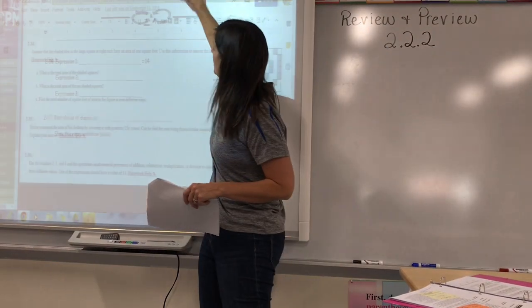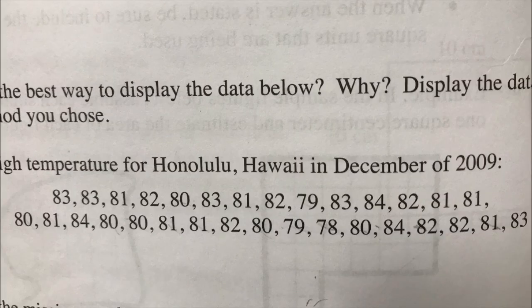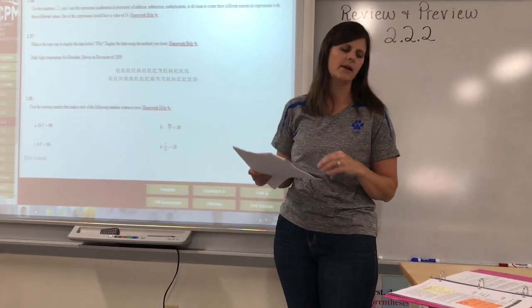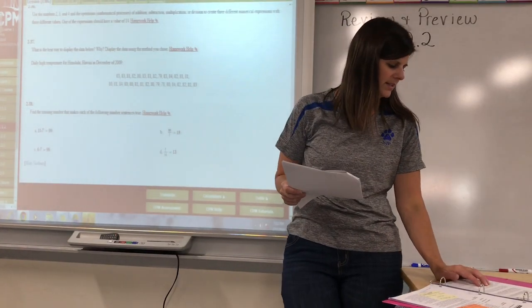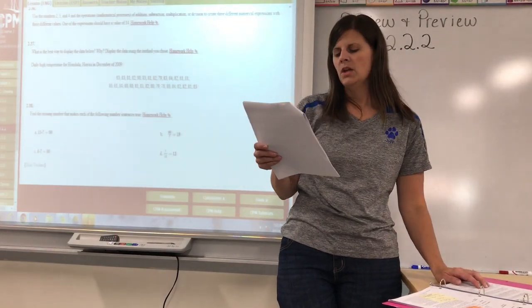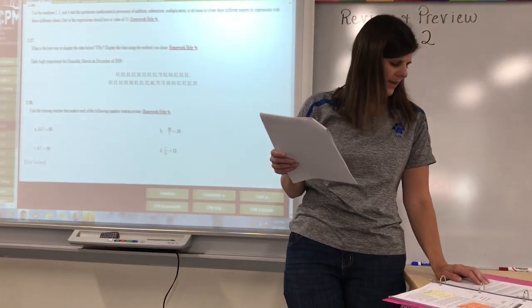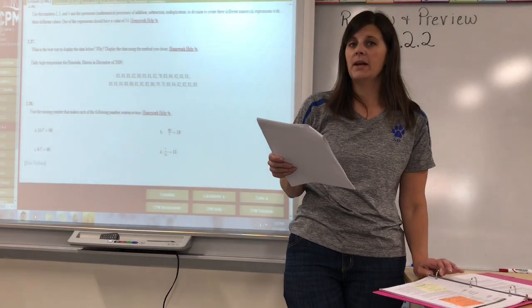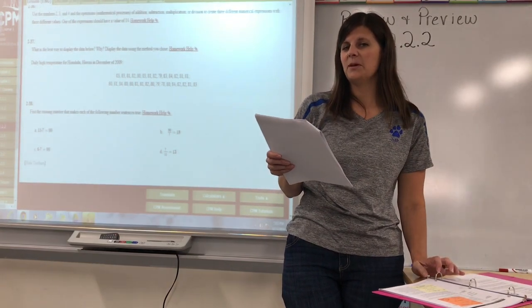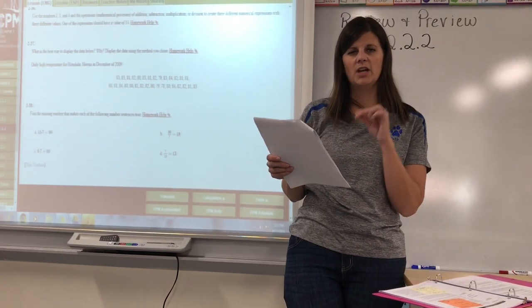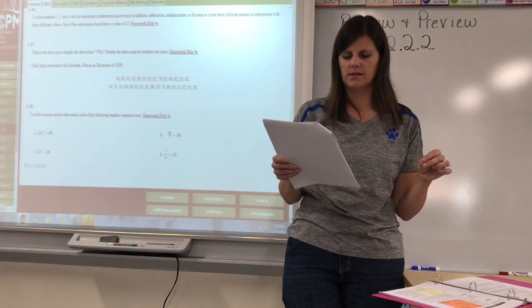For question 37, they show us some data values here. These are daily high temperatures for Honolulu, Hawaii in December of 2009. And it's asking you what is the best way to display the data below and why. So for question 37, I'm not going to give it away here, but it's likely that we will have already talked about which of these is the best choice.